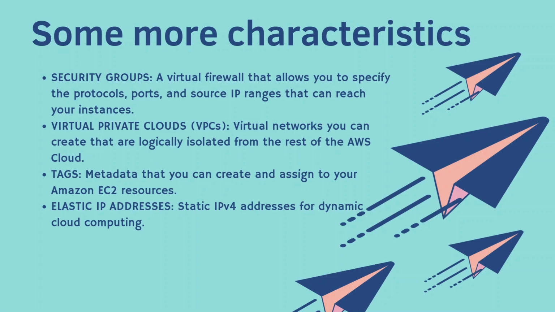So tags are everywhere in the AWS cloud. Tags are basically metadata that you can create and assign to your Amazon EC2 resources, and tags are assigned to various other services also. Elastic IP addresses are static IPv4 addresses for dynamic cloud computing, and elastic IP addresses do not change even when we stop our EC2 instance.